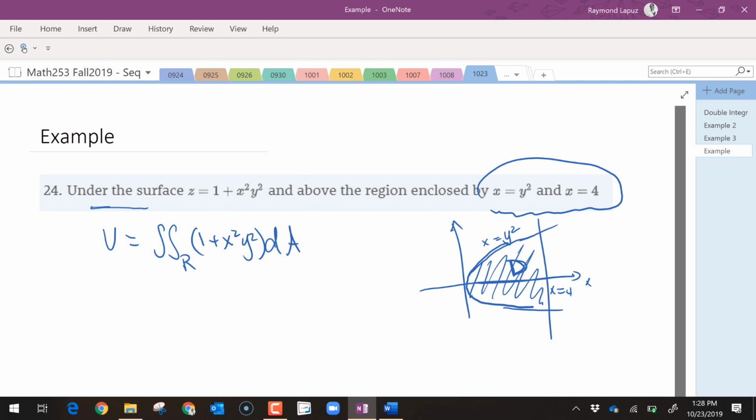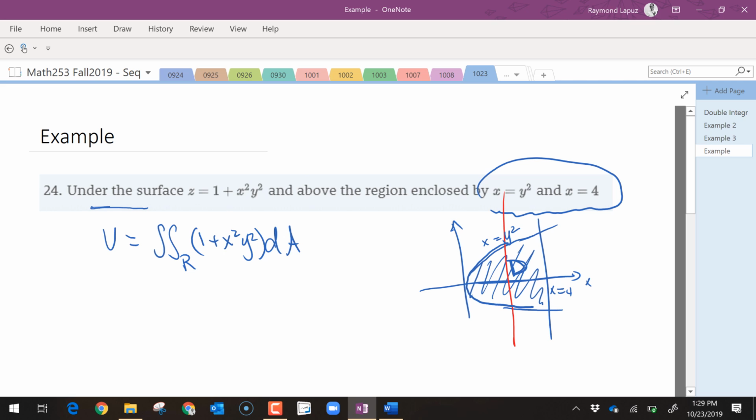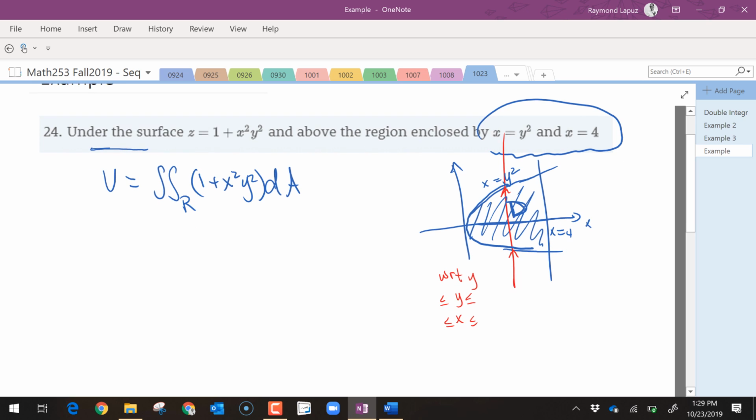Y? So if you do with respect to y first, you would draw a line parallel to the y-axis, and you would look at the places where you would enter and exit the region. Not only that, you would also need to express where you enter and exit the region with y's. So if you do this with respect to y first, what are your y limits? I enter the region, y is equal to what?